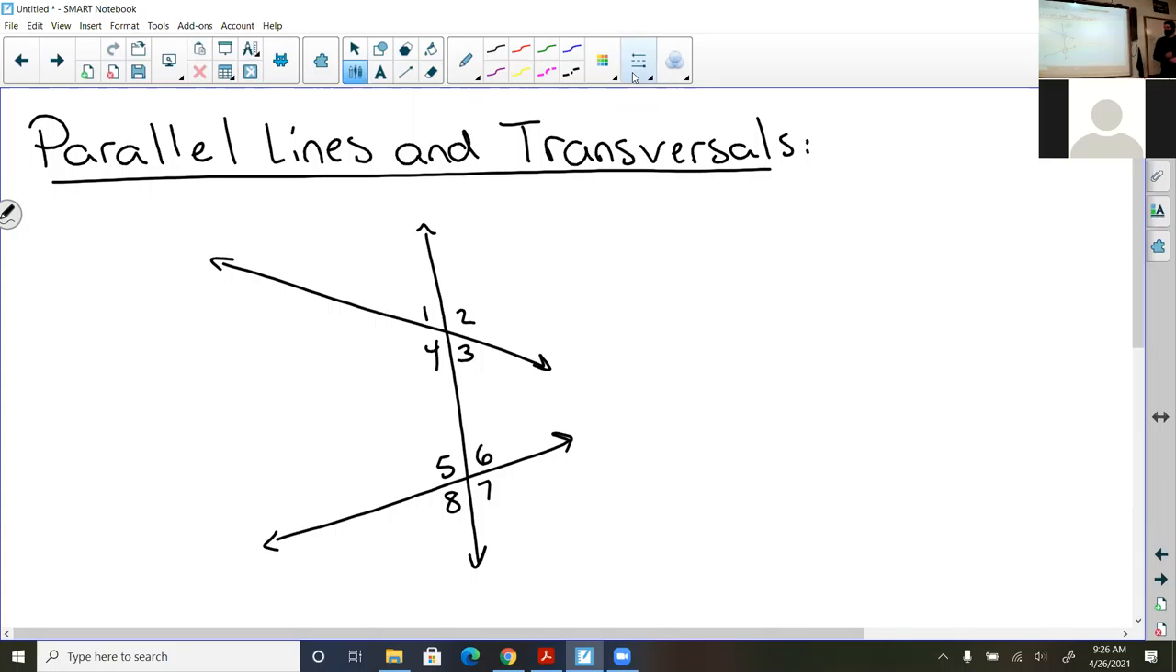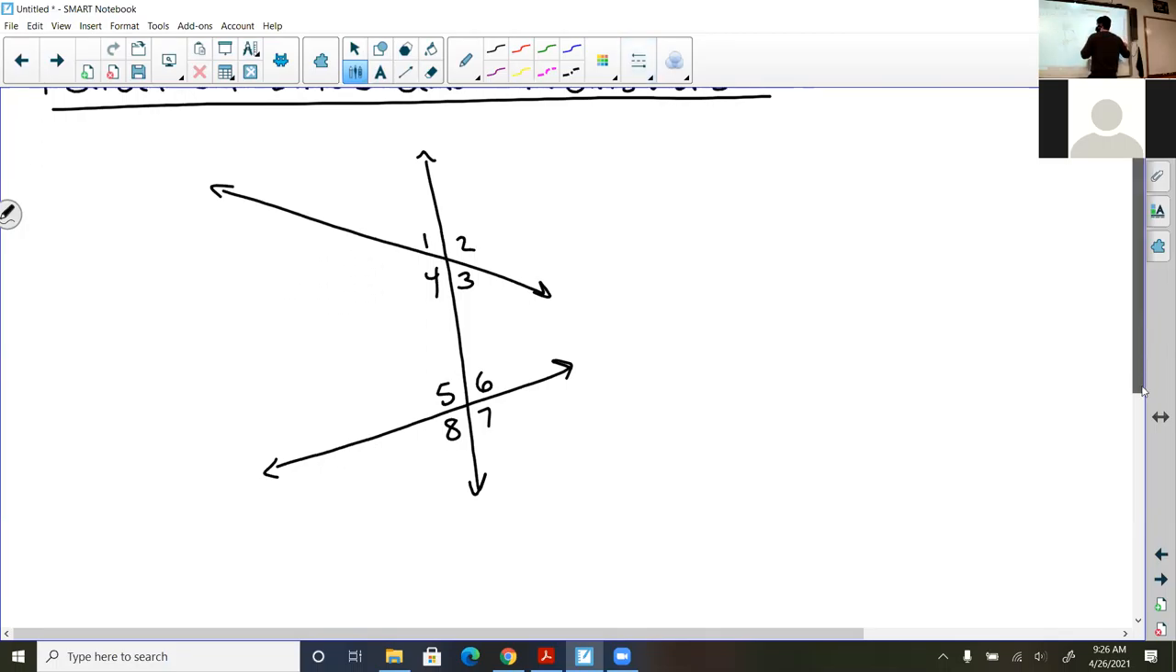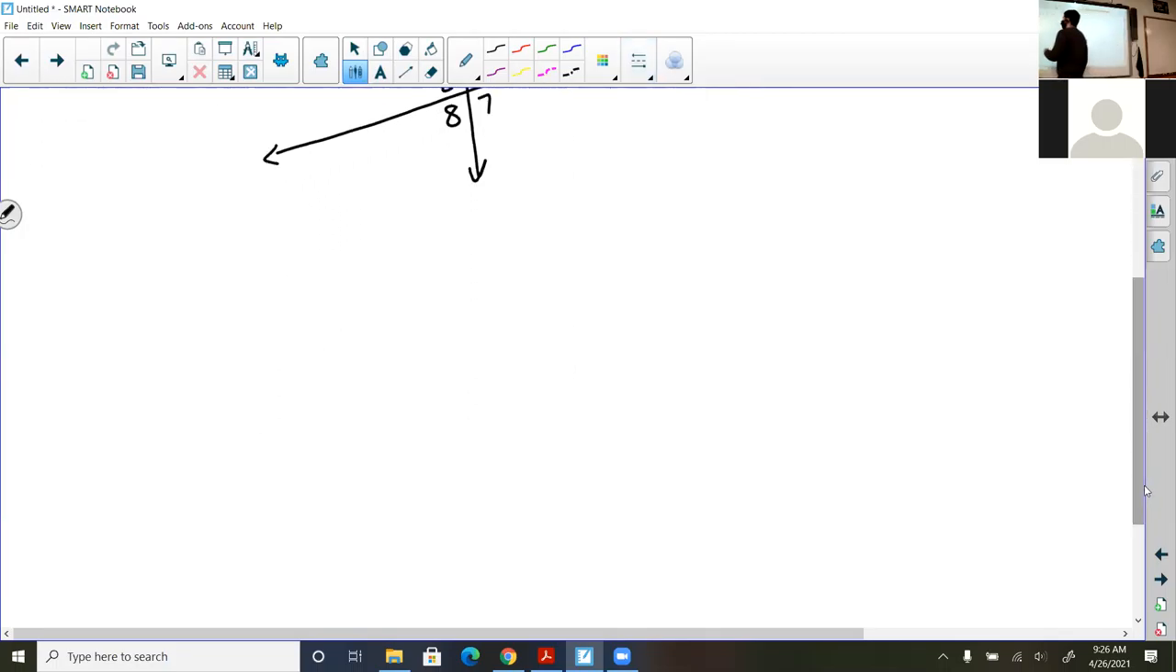So this is the picture that we're going to be judging off of. Those numbers are measures of angles. So this is angle 1, angle 2, angle 3, angle 4, angle 5, 6, 7, and then angle 8. So the first word we're going to talk about is our transversal.